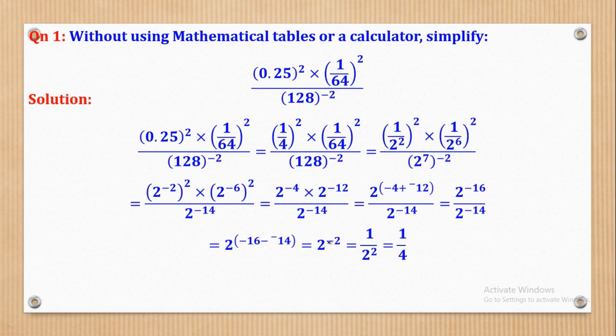Now to make this power positive, you have to get the reciprocal, and that will be 1 over 2 to the power 2. And we also know that this is the same as 2 multiplied by itself 2 times. So 2 times 2 is 4. That is why you see here 4. So basically that's what they mean when they say don't use mathematical tables or calculator.